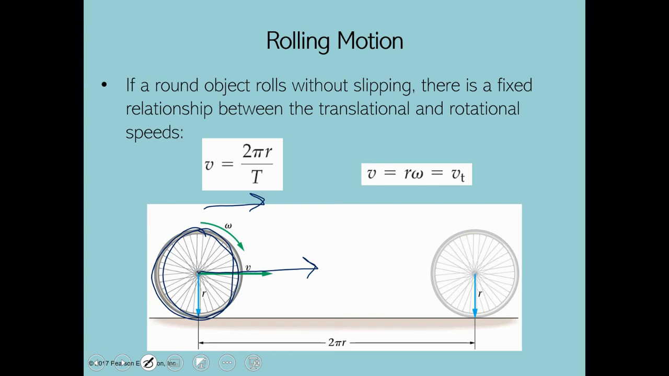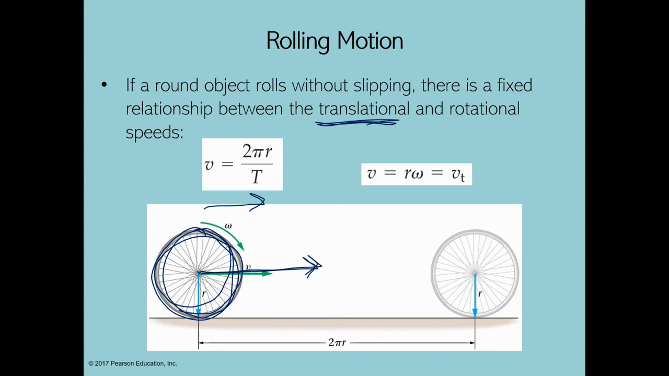Since we see both linear and rotational motion here, so linear motion for this part and rotational motion for the actual wheel, we call that rolling motion translational motion. Translational motion. But no worries, we can relate that translational movement to the rotational movement.